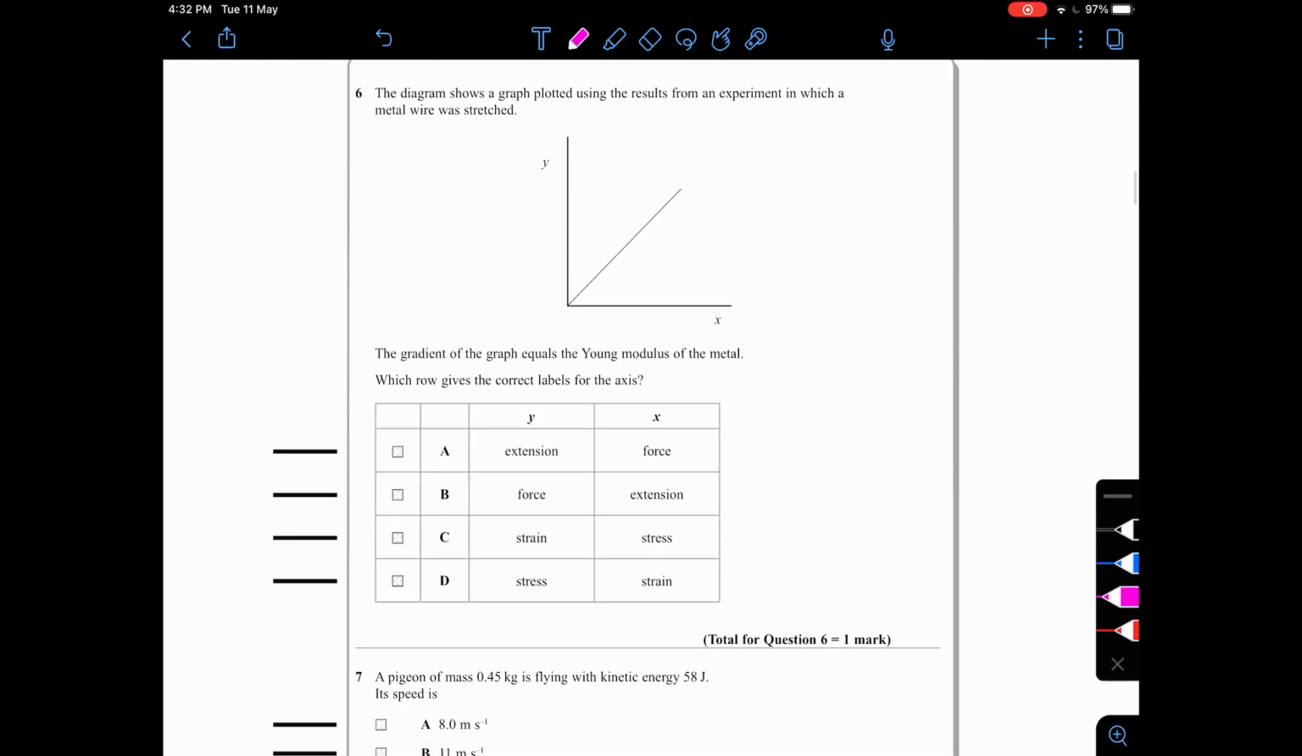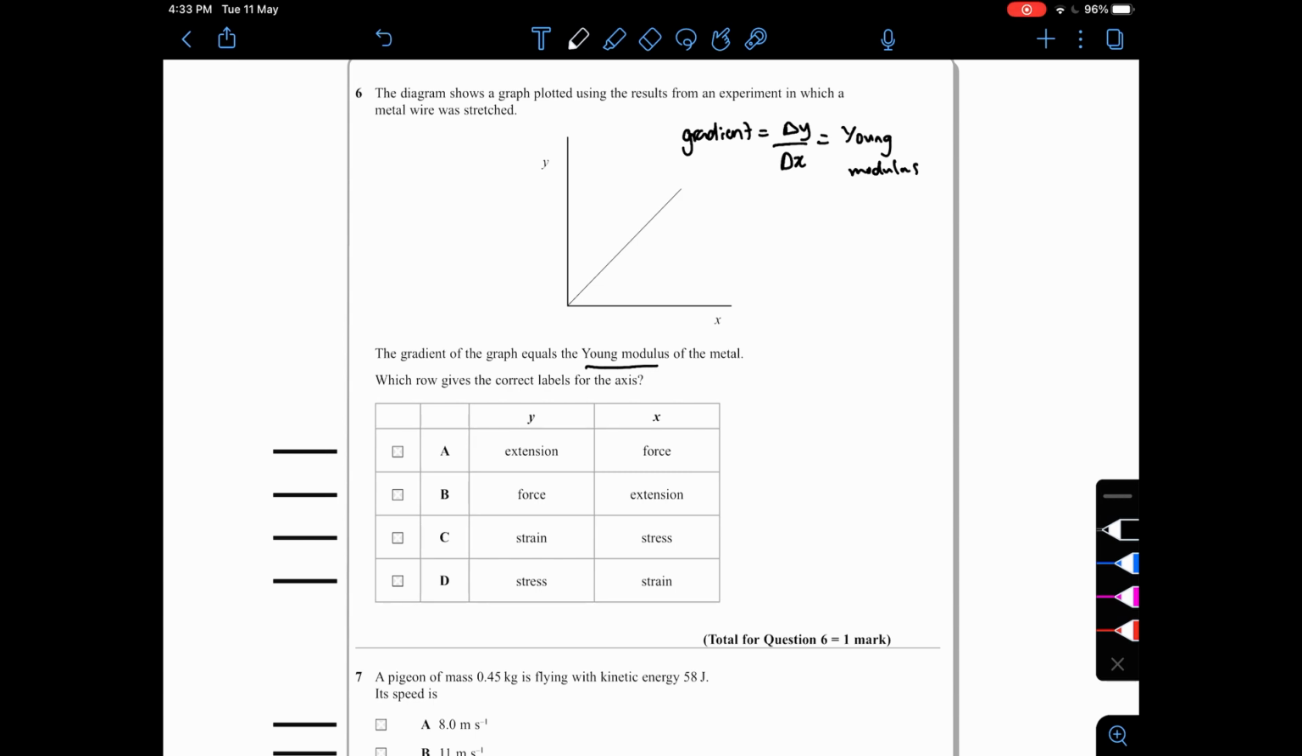The diagram shows a graph plotted using the results from an experiment in which a metal wire was stretched. The gradient of the graph is important. The gradient, delta y over delta x, is equivalent to the Young modulus, so I'm just going to write Young modulus. So what are they trying to find? They're asking for the correct labels of the axes.